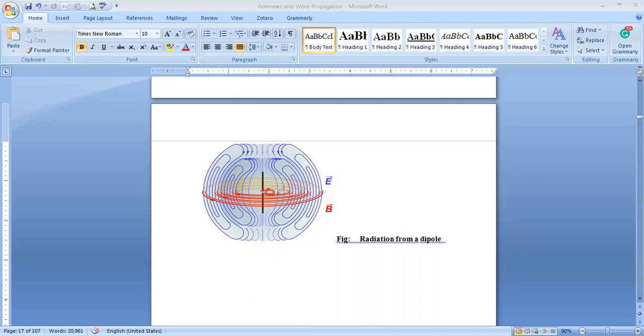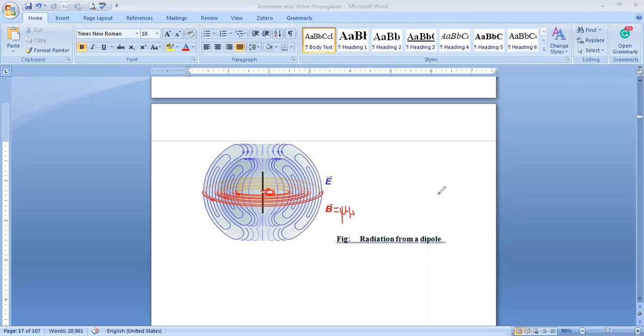Or the electric field E. That's why E and B, or E and H. B is nothing but mu H, already you know B equal to mu H. These two are always perpendicular to each other. That's why we always talk about E and H components. That's the radiation from the dipole.